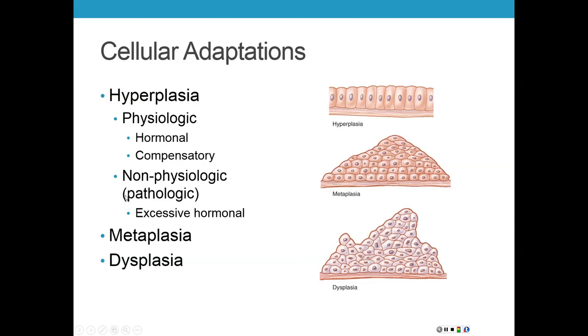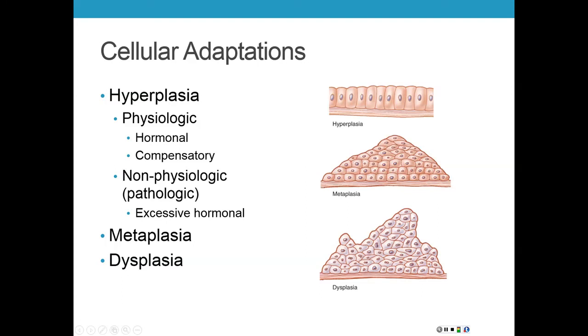What they consider pathologic or abnormal hyperplasia is almost always linked to excessive hormones that cause there to be an increase in the number of cells. That can occur in things like endometrial hyperplasia. Warts might be an example of something in which you have a pathologic or abnormal hormone production that causes wart growth.